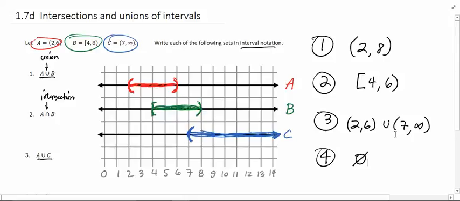Okay, and so this is intersections and unions with intervals and how to write the solution in interval notation that we get. So I hope this was helpful. Thanks for watching.